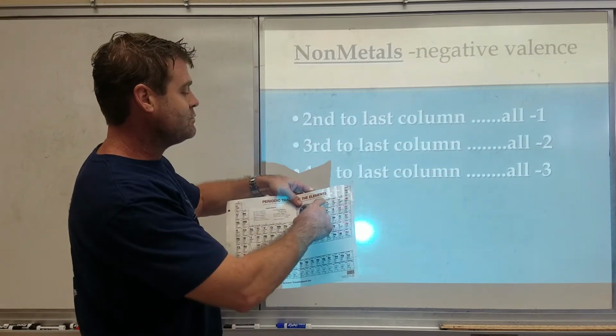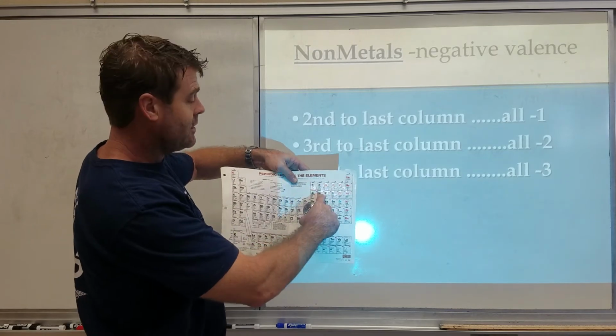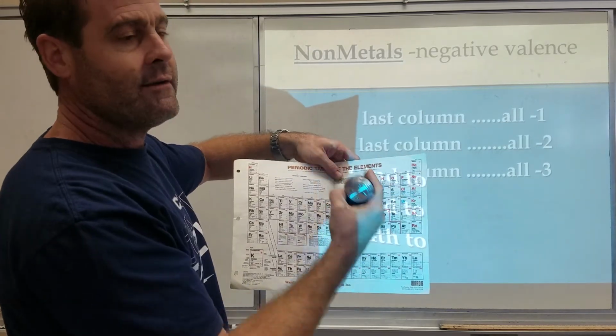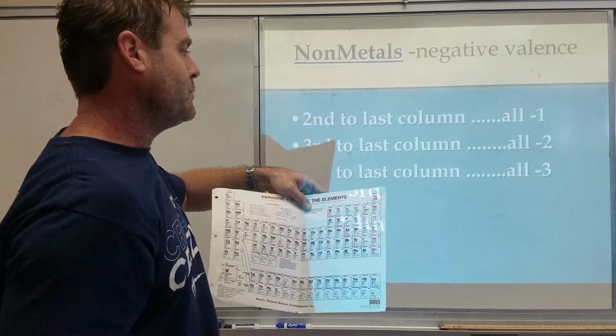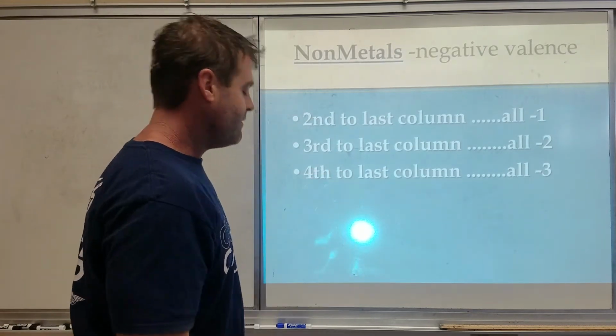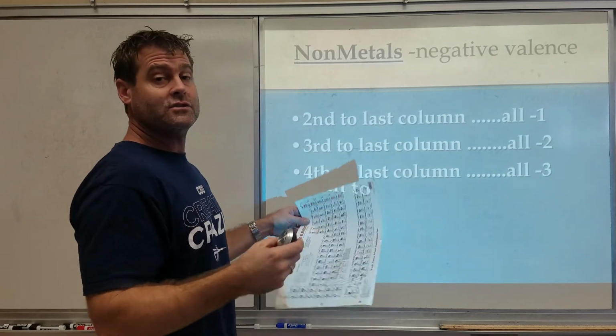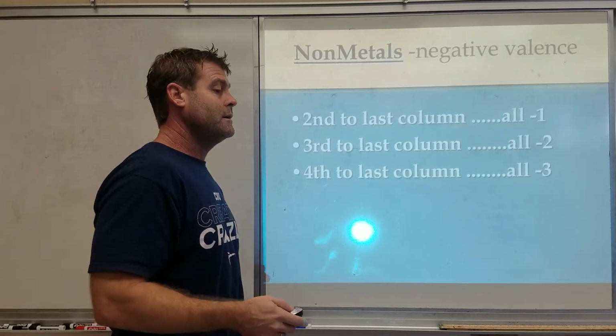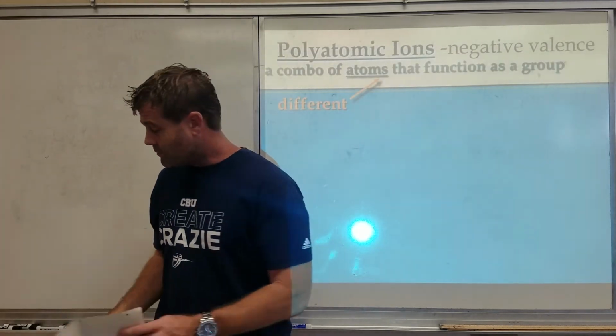And then the fourth to last would be, start from nitrogen here. I don't know if you can see that. You should have your periodic table out. It's good to have it when we're doing these video lessons so you can see it a little more readily. Those would have a -3 valence. So once again, you don't have to memorize those. You just have to remember that from the position on the periodic table.